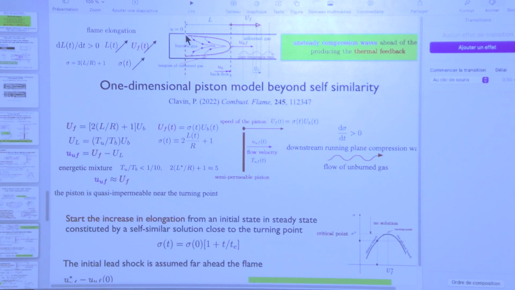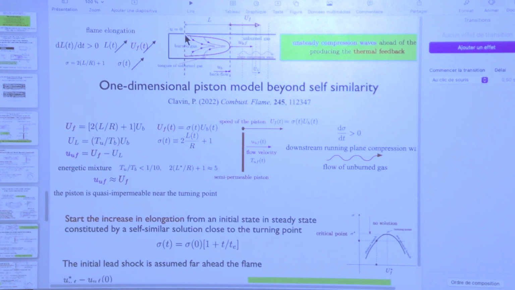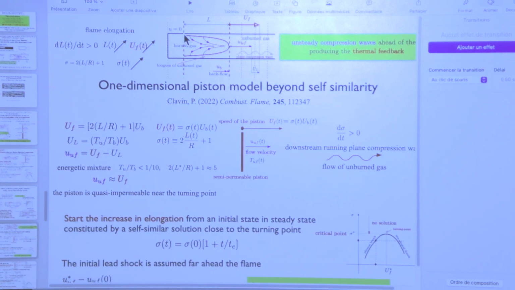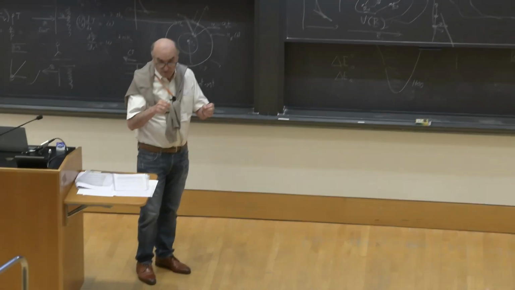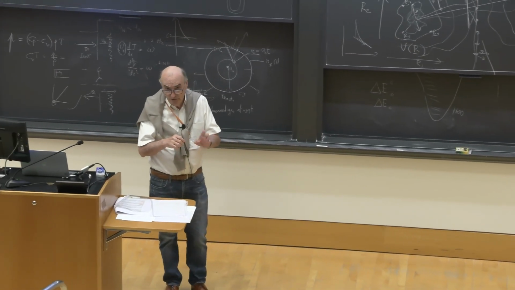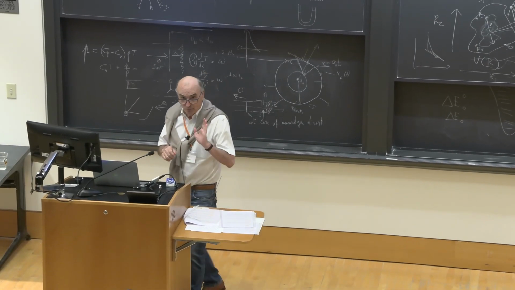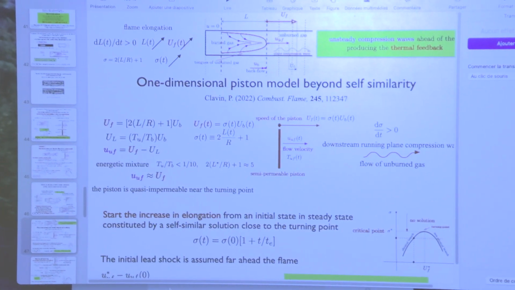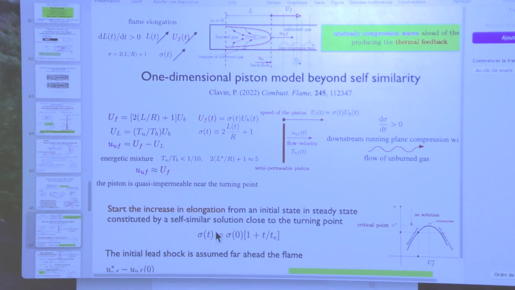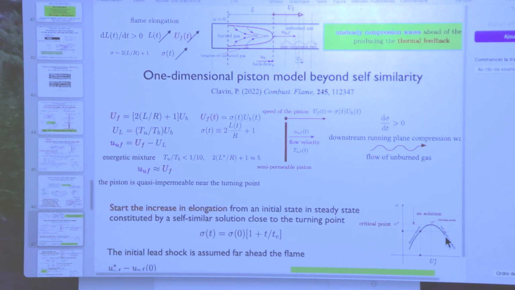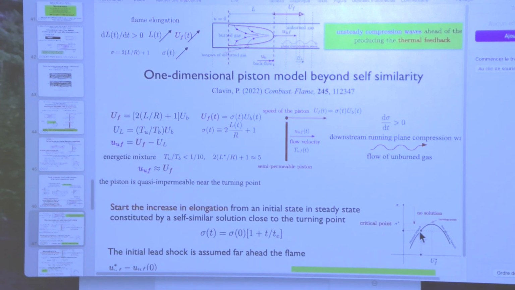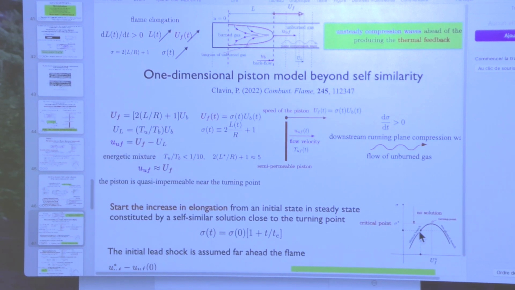I don't like to enter into this problem. I did not solve it. Nobody has solved it for the moment, but I will take as a fact that sometimes this elongation increases. And you will see it cannot increase for long before a transition occurs. All right. What I did to simplify the problem is to say, okay, I know that there is a turning point, so I am going to start close to the turning point. So I am going to start with a quasi-steady solution close to my turning point.